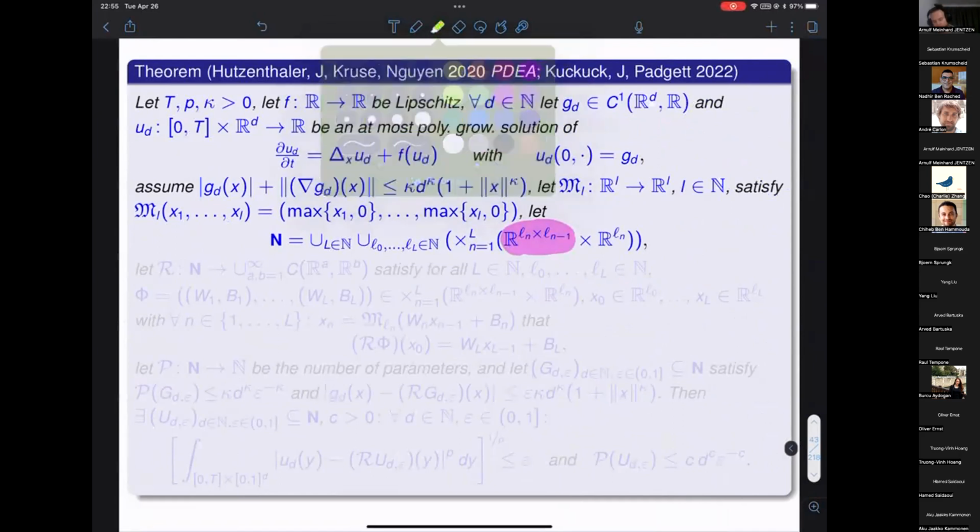And this here is the set of all L_n-dimensional vectors, real L_n-dimensional vectors. And this Cartesian product is then all matrix-vector pairs, so one matrix and one vector. And this is the set of all matrix-vector pairs. And then one considers the Cartesian product from n=1 to L. So this is the set of all L-tuples of matrix-vector pairs.